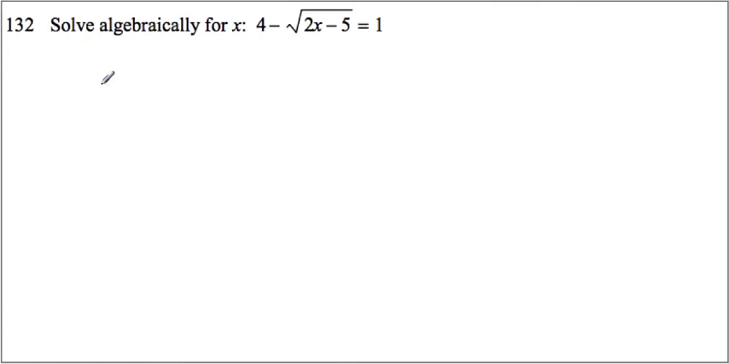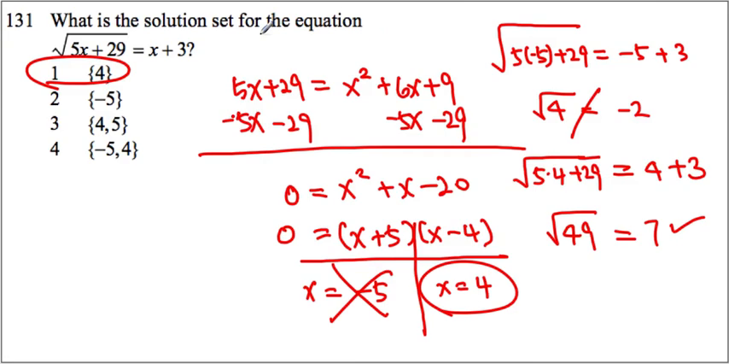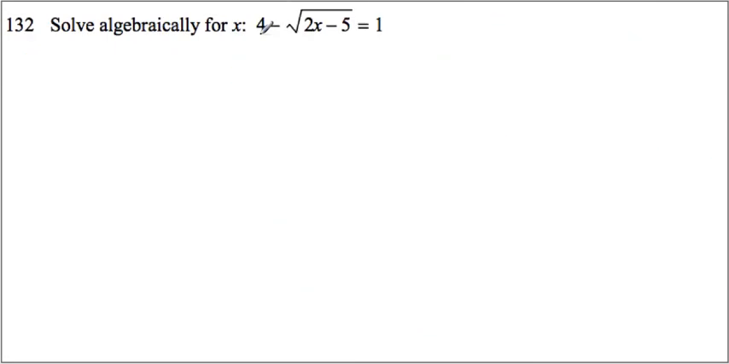Alright, so let's look into this one. The only thing that's different for this question compared to the previous one is that we have a radical with something else. In previous questions, we only had a radical on one side and nothing else. To do that, we're going to subtract 4 from both sides.